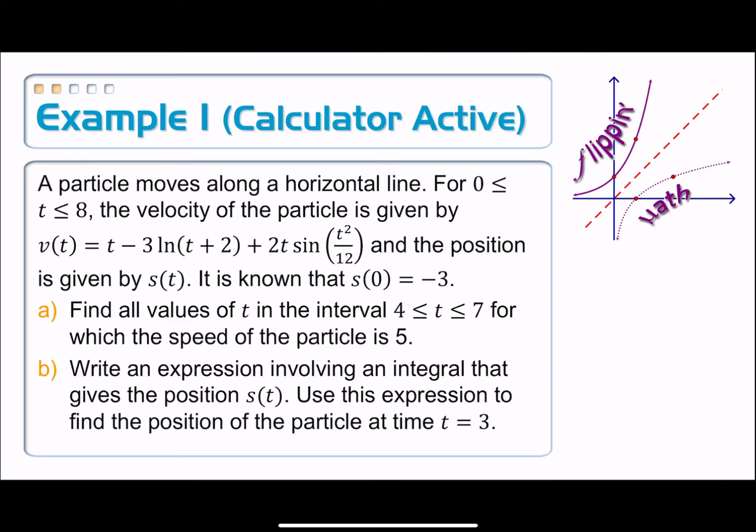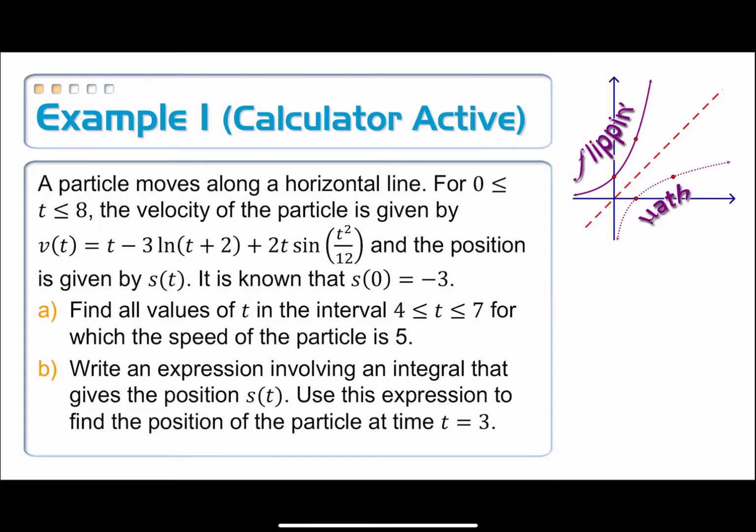Continuing our rectilinear motion lesson, we've got our first free response question, and it is in fact calculator active. So the setup goes, a particle moves along a horizontal line for 0 ≤ t ≤ a. The velocity of the particle is given by this v of t function. You can see it's kind of complicated. Good thing it's calculator active.